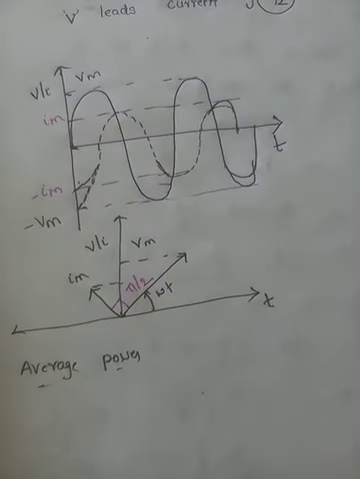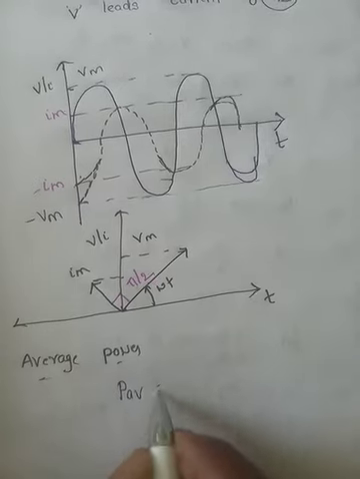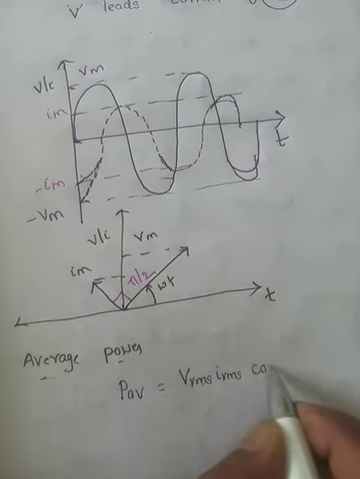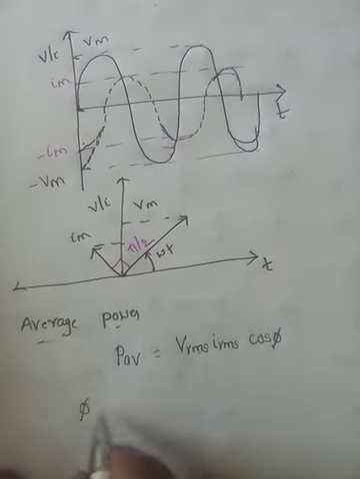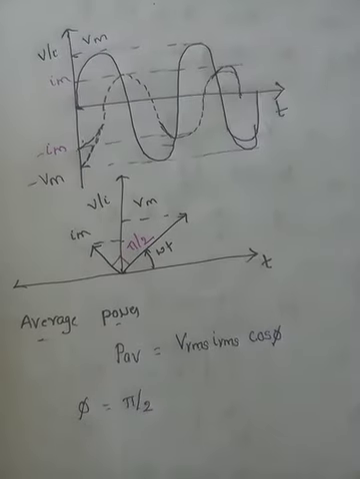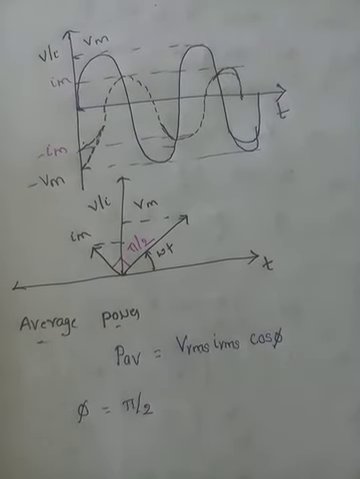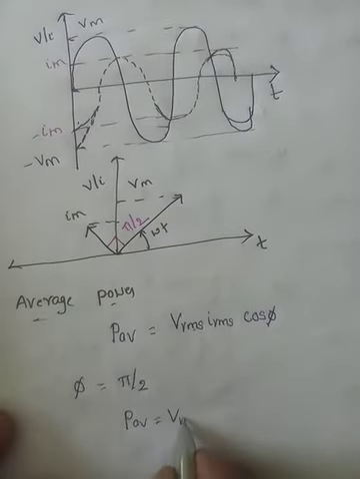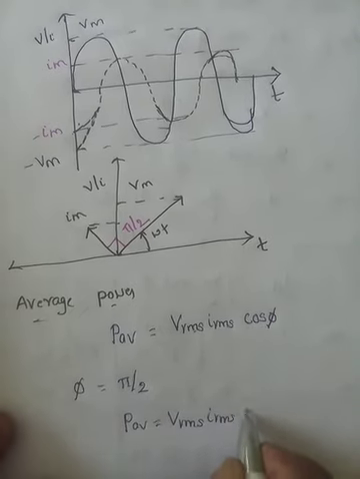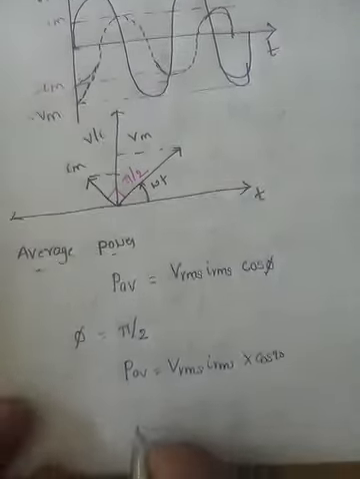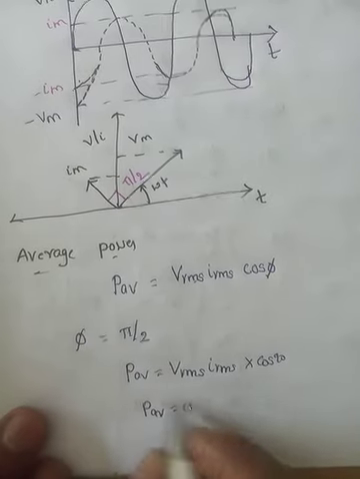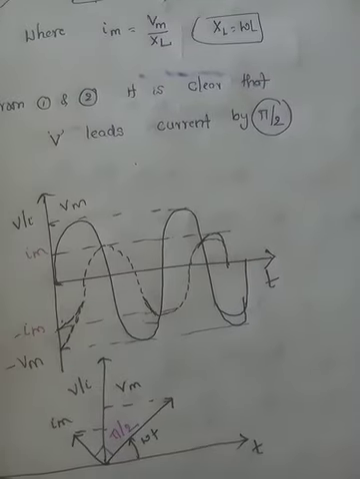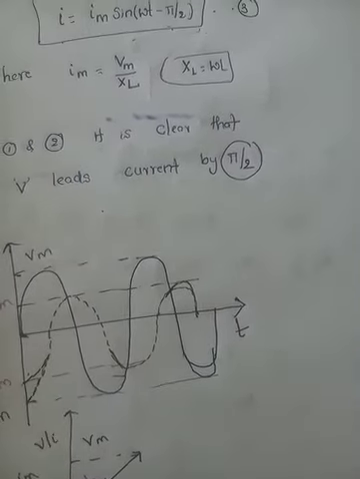Next, average power. What is the average power that is flowing here? Same, P average is equal to V RMS I RMS into cos phi. Here phi is equal to pi by 2, right. Whether who leads or lags, it does not matter. What is the angle? Pi by 2. So, P average is equal to V RMS I RMS into cos 90. So, the power consumed by the inductive circuit is 0. Okay. Now, clear?